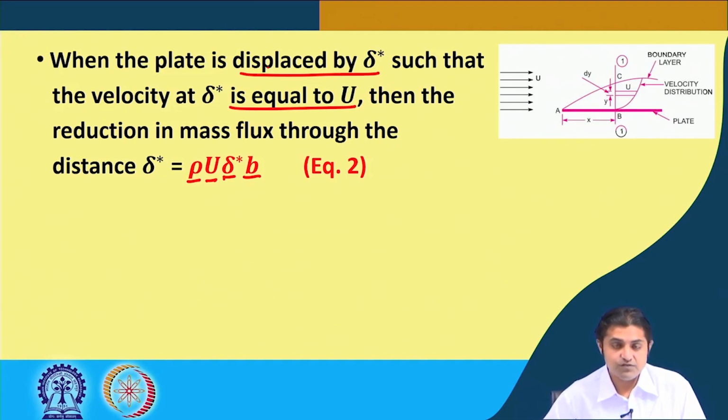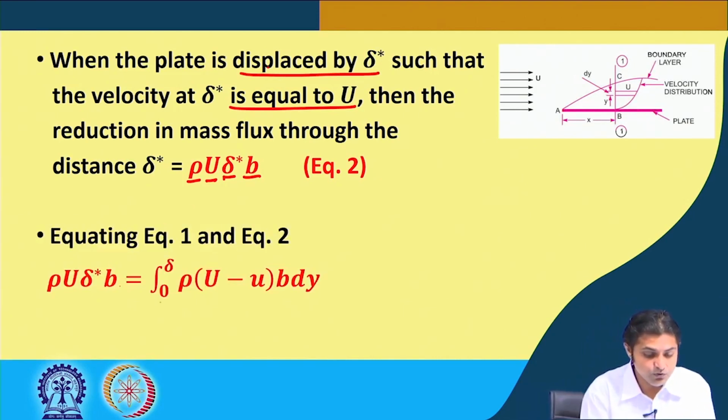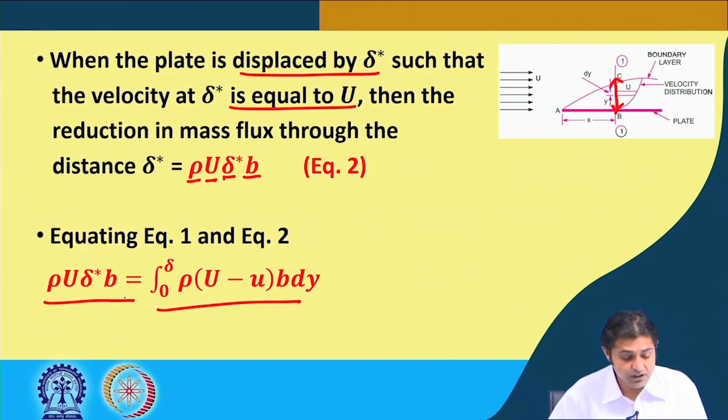Then the reduction in the mass flux through that distance is going to be rho u delta dash B, because at the plate it was 0, and this should be equal to the reduction in the mass flux through the boundary layer thickness, for example, at that particular point at a distance x. So, rho u delta dash B is equal to integral 0 to delta rho (capital U minus small u) B dy.